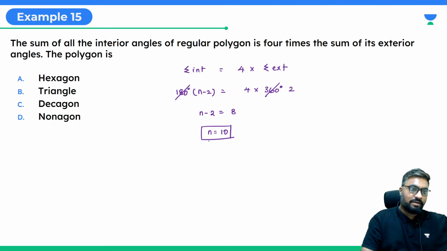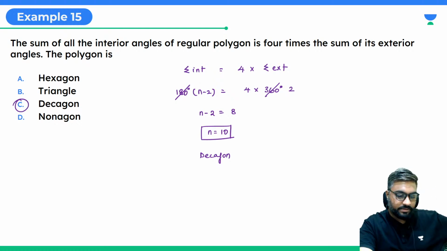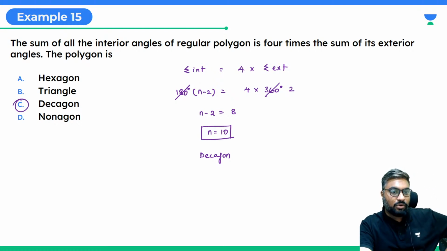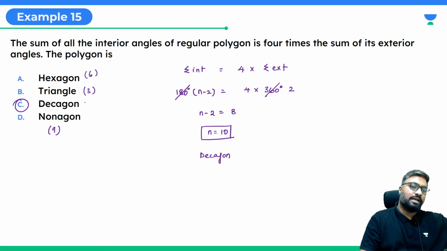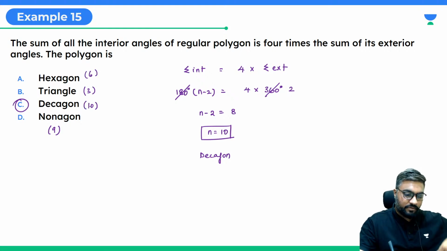Number of sides 10 मतलब क्या है? Decagon. Superb. Very good, guys. Vedansh, nonagon नहीं. Nonagon is 9 sides. Triangle is 3 sides. Hexagon is 6 sides. Decagon is 10 sides. Okay. Vedansh, clear?